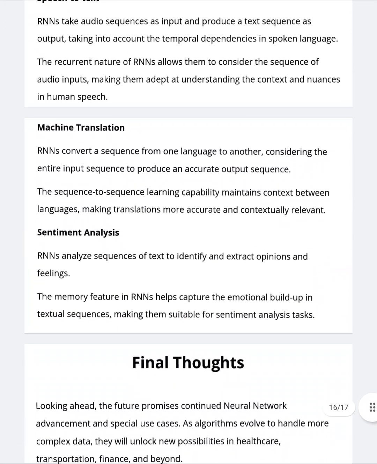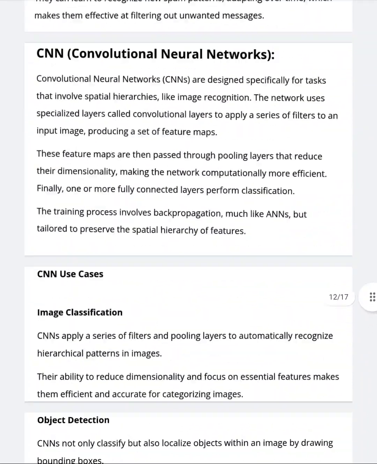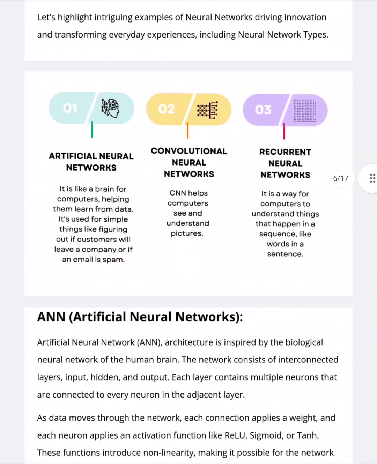And then you have sentiment analysis, where we identify and extract the opinions and feelings from the feedback given by the people. For example, we can see the feedback for a restaurant, we can see the feedback of the movie through the emojis and the text which is given in the comment section. So these are the examples of ANN, CNN, and RNN.